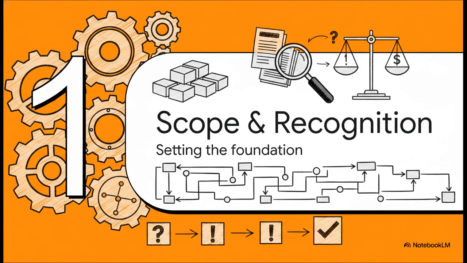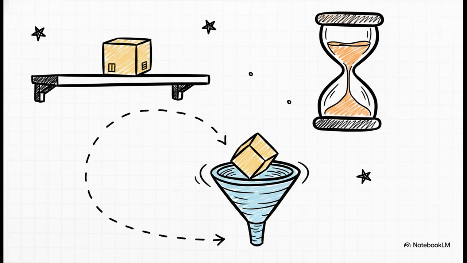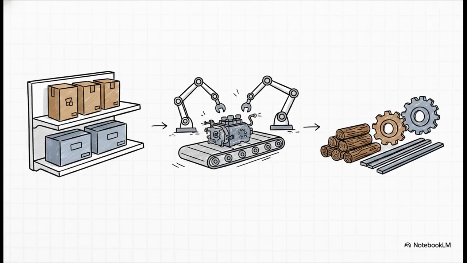Section 1. Scope, Objective, and Recognition. So the crucial point here is that this standard is fundamentally about timing. When exactly do costs sit safely on your balance sheet as an asset, and when do they drop down to hit your income statement as an expense? IAS 2 dictates exactly how much cost you can capture and carry forward until you actually sell the product and recognize the revenue.